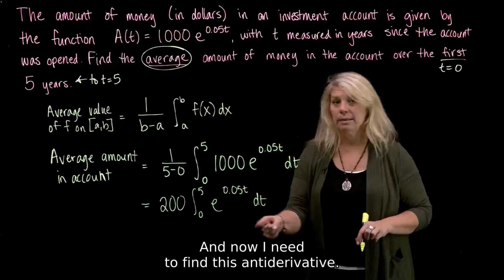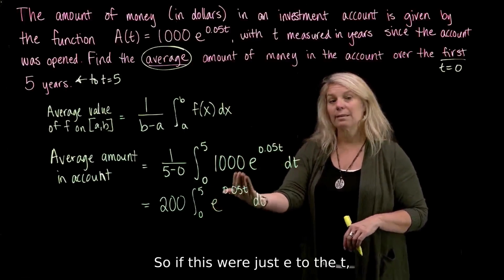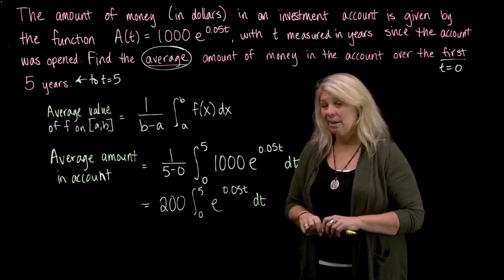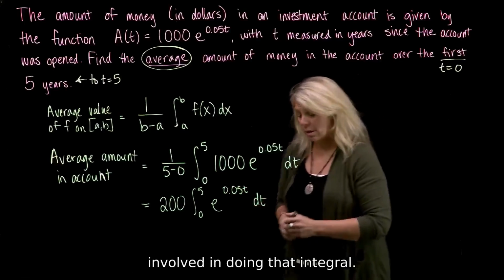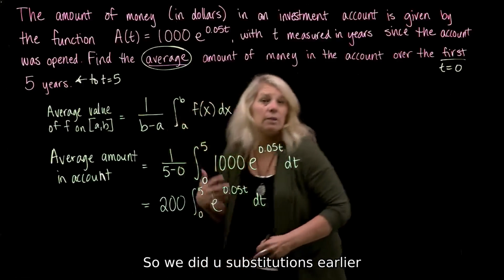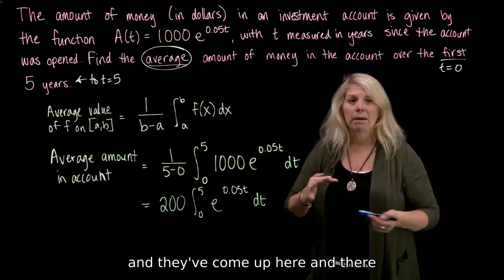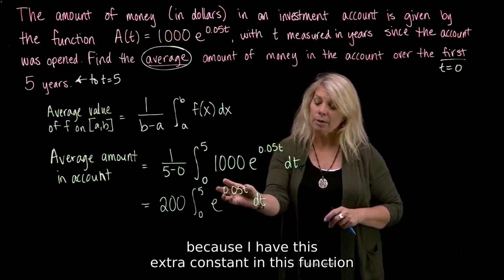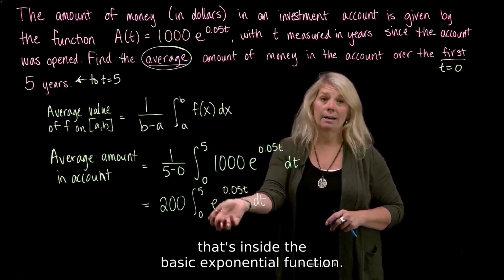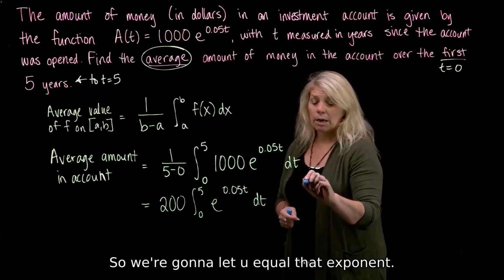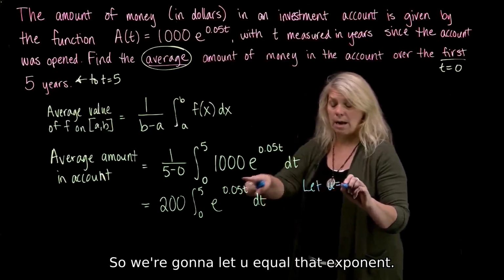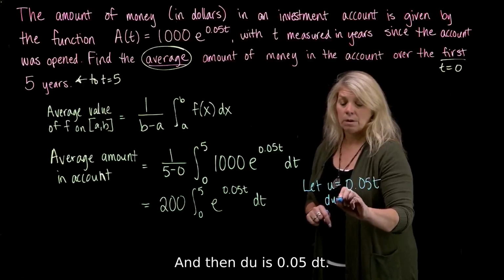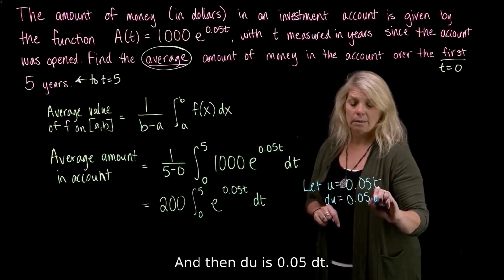And now I need to find this antiderivative. If this were just e to the t, the antiderivative of e to the t is just e to the t. But when I have this extra constant here, technically there's a little u substitution involved in doing that integral. We did u substitutions earlier, and they've come up here and there in some of the problems we've been doing. But this is one that's going to require a u substitution because I have this extra constant in this function that's inside the basic exponential function. So we're going to let u equal that exponent, and then du is 0.05 dt.